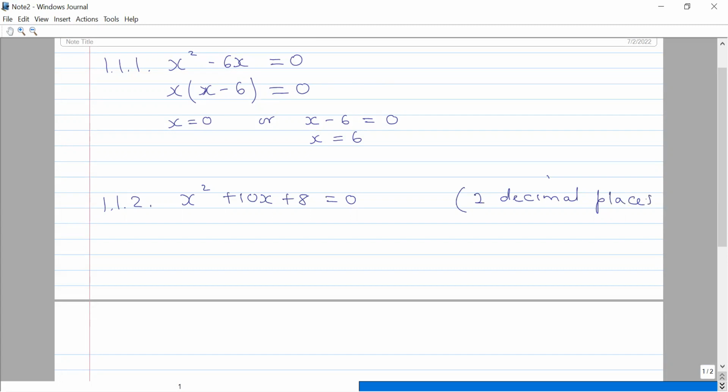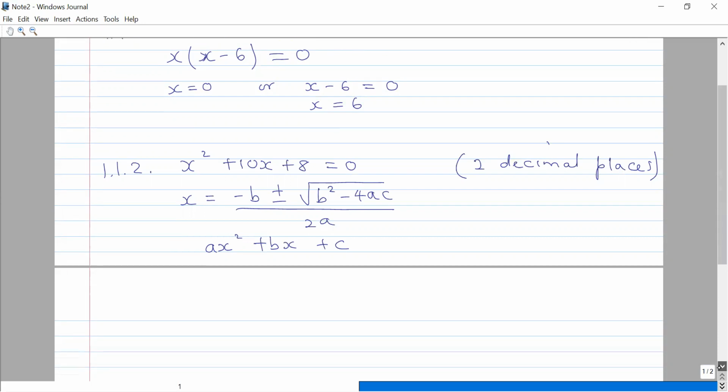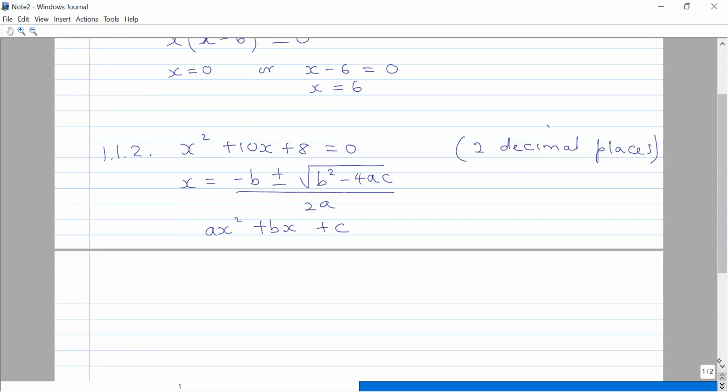Okay. So let's first start by taking out the quadratic formula. It's going to be x is equal to minus b plus or minus square root of b squared minus 4ac, all divided by 2a. Okay, so this is coming from a form ax squared plus bx plus c. So you need to know how to find the a, the b, the c.